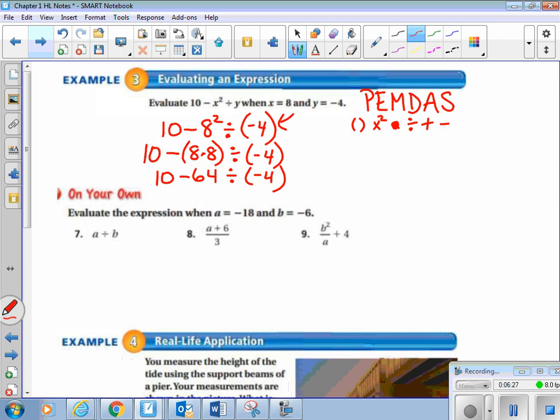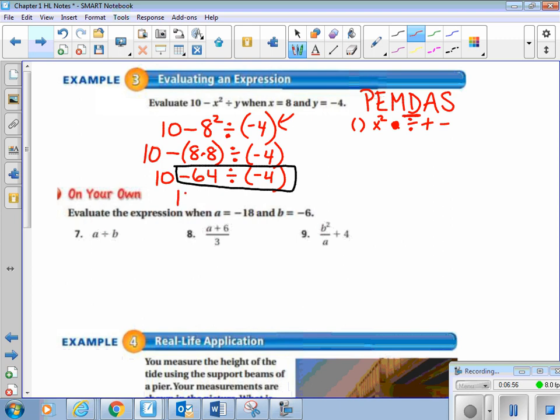I now have subtraction and division. What comes first in my order of operations? I see division comes before subtraction. So now we need to divide. So when I look at this, I see negative 64 divided by negative 4. So I want to follow my integer rules. Negative divided by negative. My signs are the same. Therefore, I should have a positive answer.